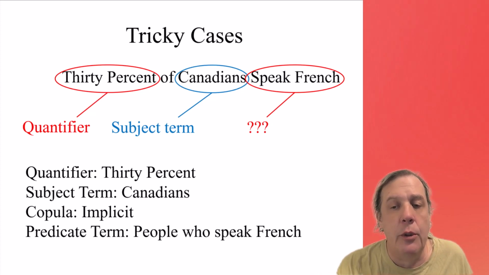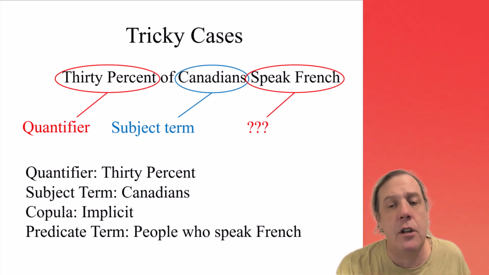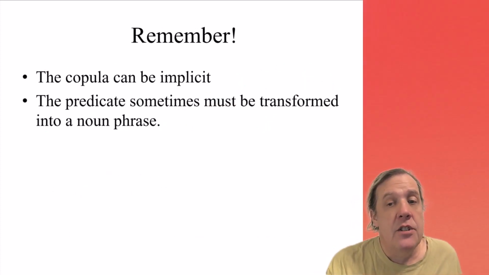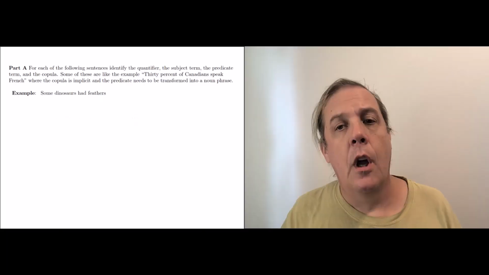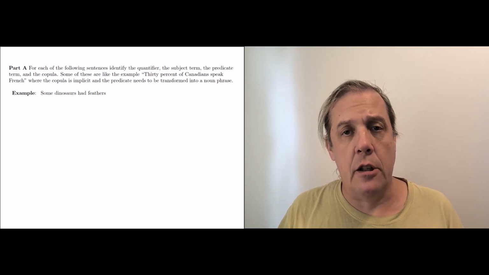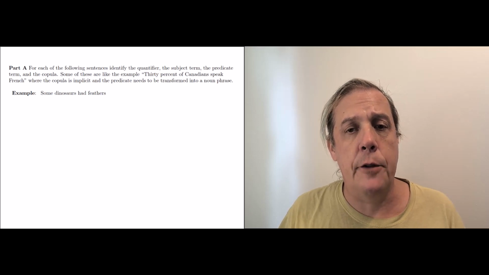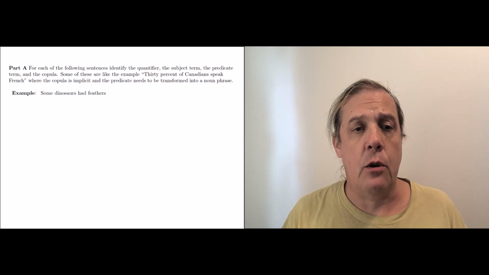And in general, what's going on with this kind of situation is that we're going to take this verb phrase and add people or things in front of it to turn it into a noun phrase. So the basic lesson: sometimes the copula is implicit and sometimes the predicate must be turned into a noun phrase. Okay, but before we go on to talk about the argument schemes for inductive generalization and instantiation syllogism, I just want to run through a few of the homework problems on quantified categorical statements.